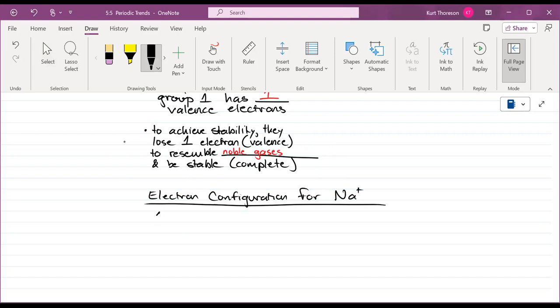I'll get you started. 1s2. That's an electron configuration. Can you finish it? 2s2, yeah. 2p6. And that's it. Why did we not go to 3s1?